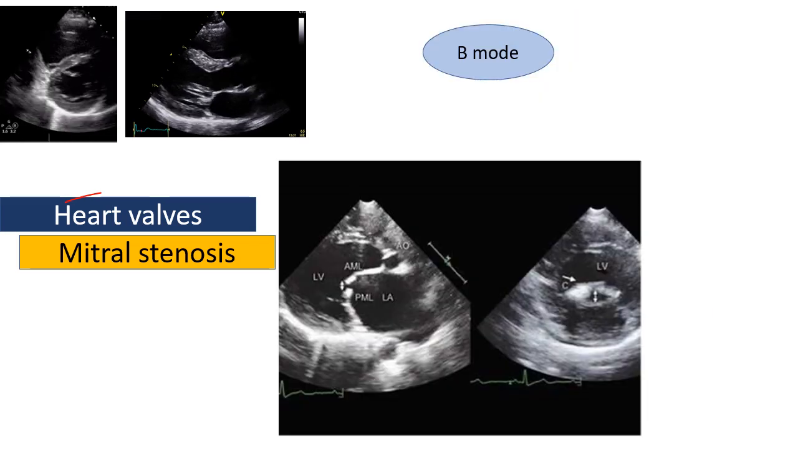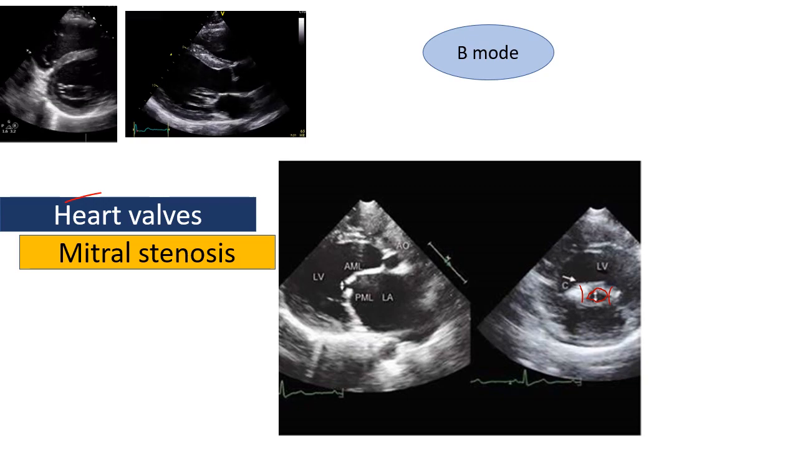You can get also the short axis view like this view, and you can identify here that the commissures are closed. This is closed commissures, and the mitral valve opening is very small, like the fish mouth appearance, classical of rheumatic mitral stenosis, and this is classical for severe rheumatic mitral stenosis, also from the B-mode.